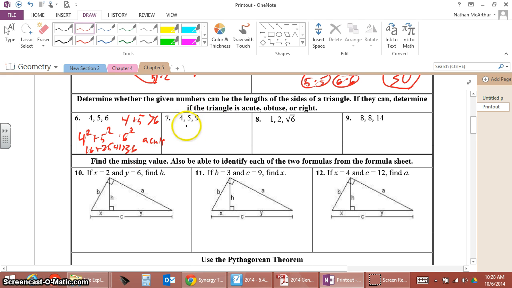Okay, now we look here. 4 plus 5 is 9, and that is equal to 9. So that means it cannot be a triangle.